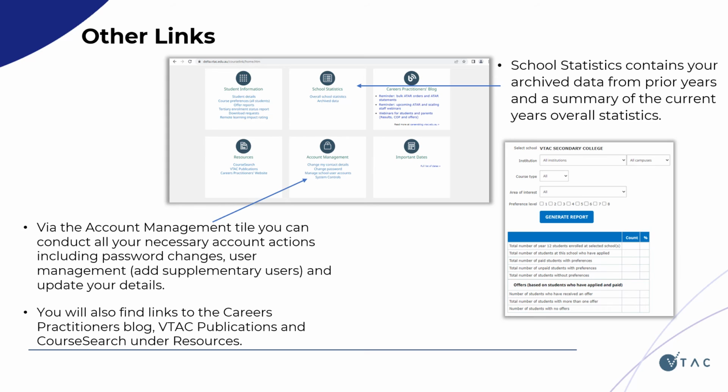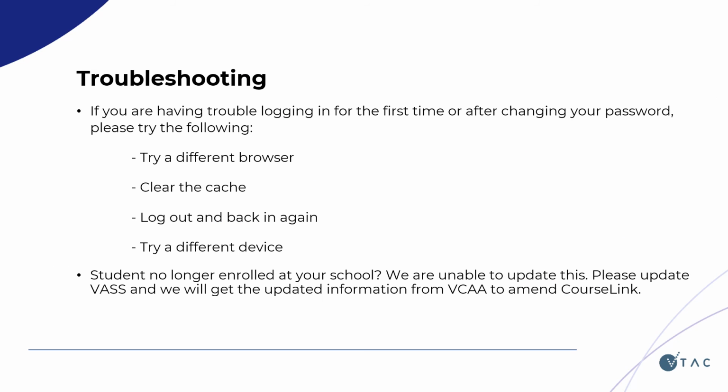So a couple of the most common issues we find with using CourseLink include logging in for the first time or after changing your password. Please try a different browser if you are having troubles logging in. Clear your cache, log out and back in again, or try a different device. One other common thing is a student is no longer enrolled at your school. We are unable to remove the student from your school. VAS will need to be updated, and when the file comes through from VCAA, we are then able to amend CourseLink.